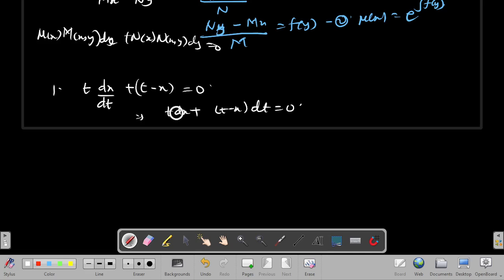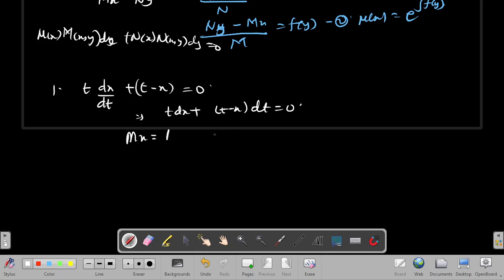Okay. So here, what do I get? Differentiating this with respect to t, I get 1. So my M of t is equal to what? Sorry, not M of t. Let me make it M of x. So my M is equal to t, and when I differentiate, I get 1.